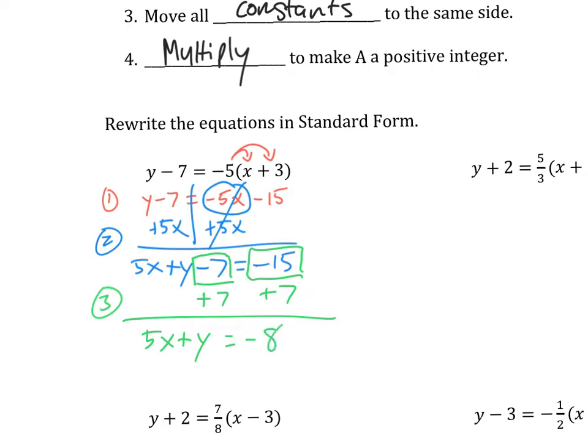gives us a -8. Okay, fourth step would be to multiply to make a positive integer, but we already have a positive integer, namely +5, so we don't need to multiply by anything, and this is our final answer. Okay, and that's standard form, ax plus by equals c.